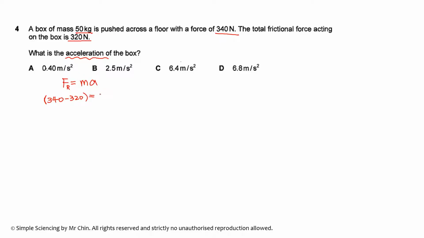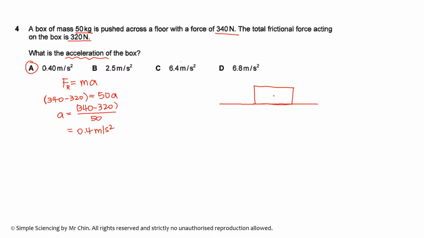Sub in the other values to find a. So rearrange this formula to get this, and a is given to be 0.4 meters per second squared. The answer is A. If you are unsure of how to do this question, you may always draw a free body diagram of the box.